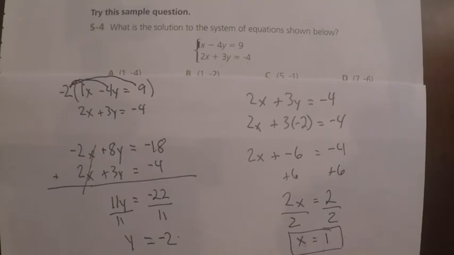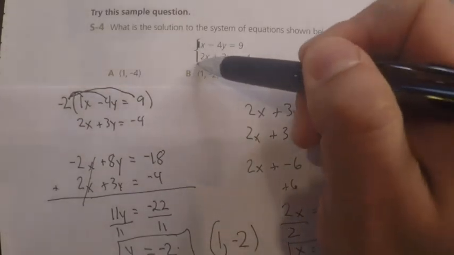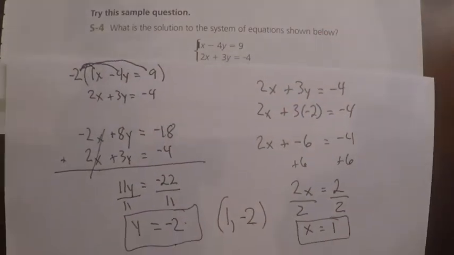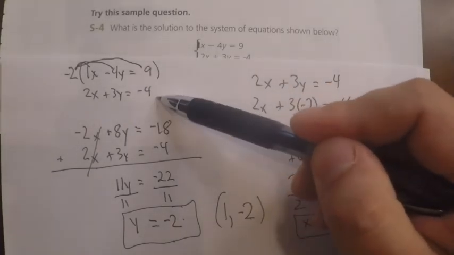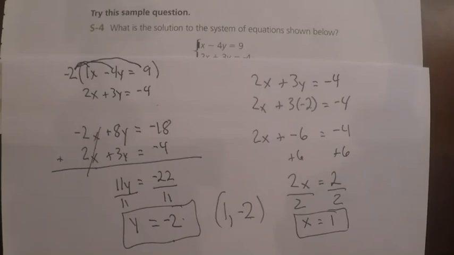So now we found our x, we found our y. To write our coordinate, we use our x value first, 1, y value second, -2. So if we take a look at this one here, that is choice B. So if the equations don't match, and we can't use elimination directly, we can multiply one of the equations by a number and cause them to eliminate that way.